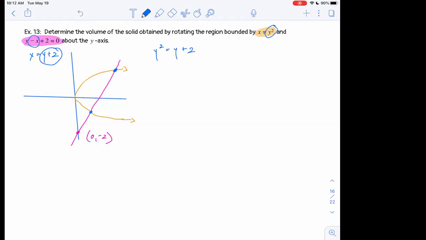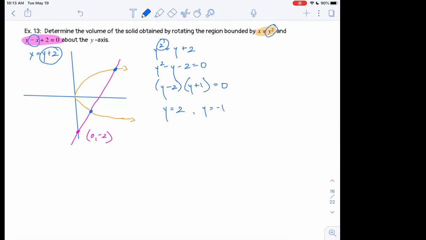Set equal to 0. Good. I see that quadratic and I'm already thinking move everything to one side, set it equal to 0. All right. And luckily this is factorable. So I can factor this into y minus 2 times y plus 1. And that means that y equals 2 is one of the intersection points and y equals -1 is the other intersection point. So this point down here has a y value of -1, and this point up here has a y value of 2. Okay.